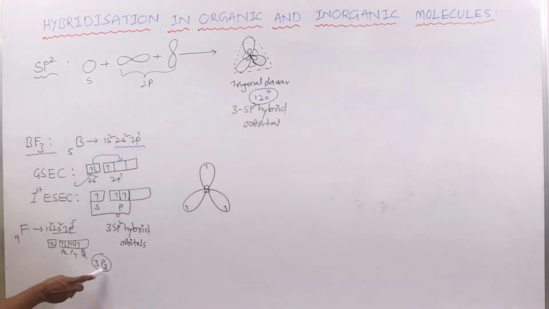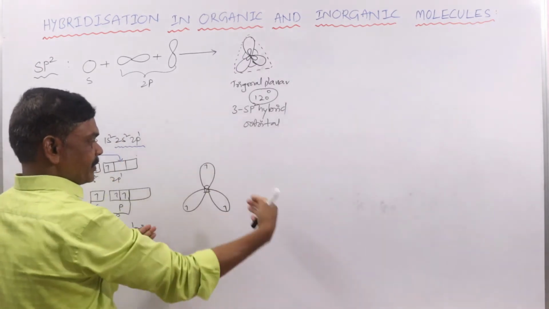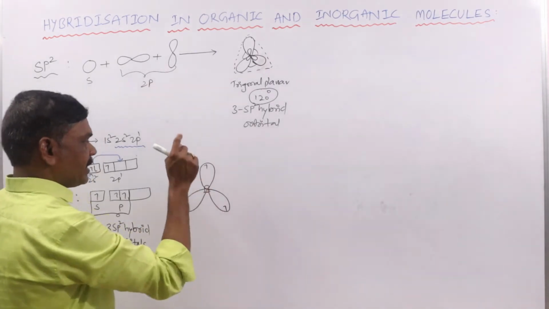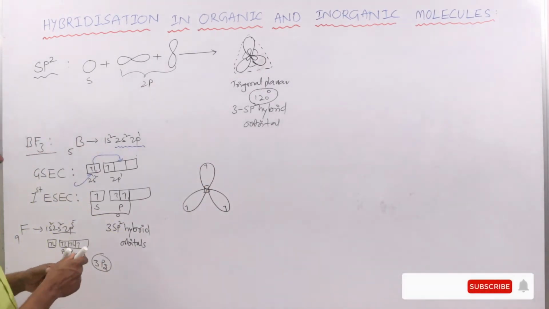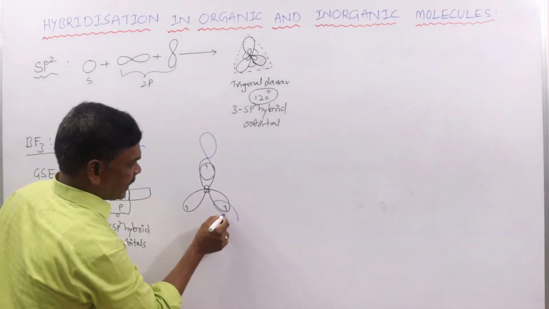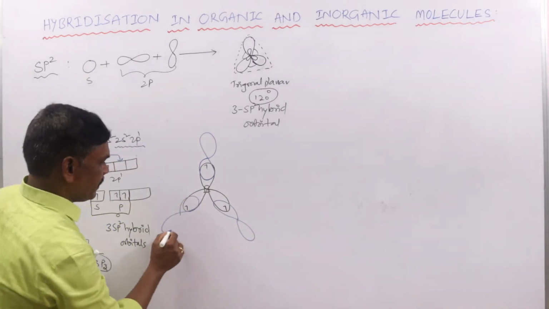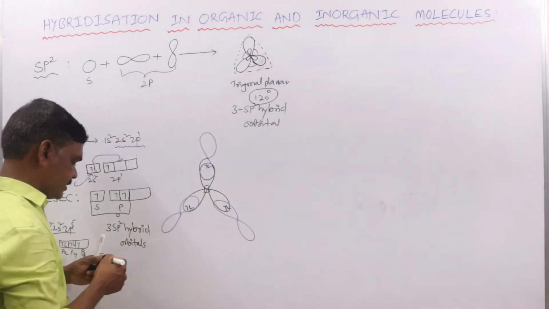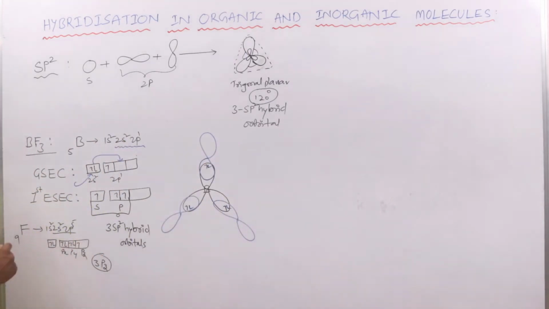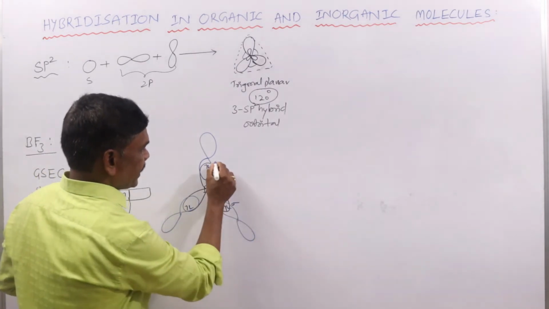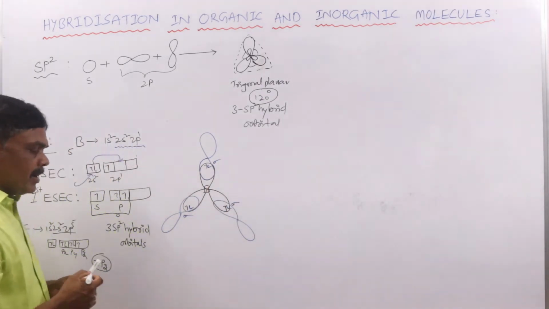The 3 pz orbitals of fluorine linearly overlap with the hybrid orbitals of boron. The first, second and third pz orbitals, with their electrons, overlap with the hybrid orbitals. Which overlapping is this? Linear overlapping, so formation of sigma bonds takes place.